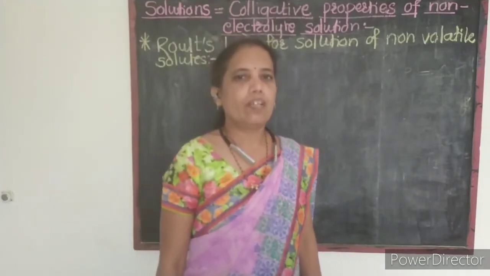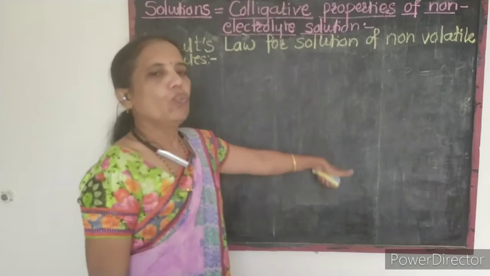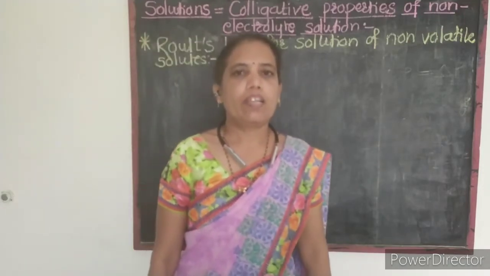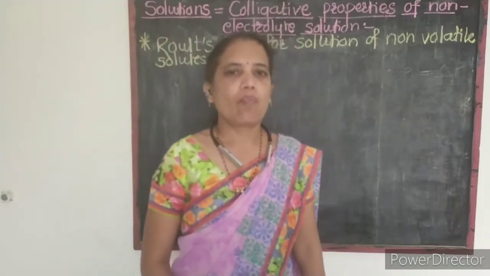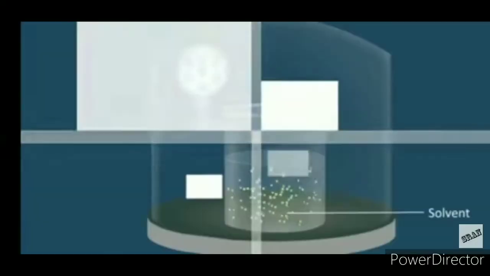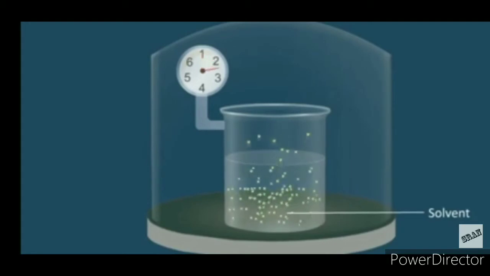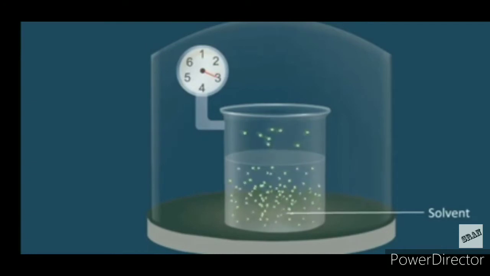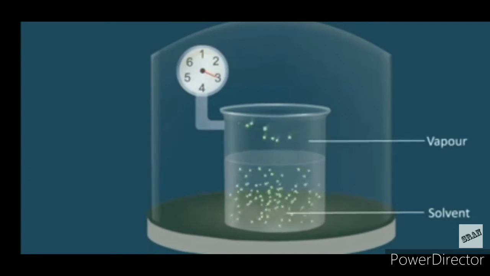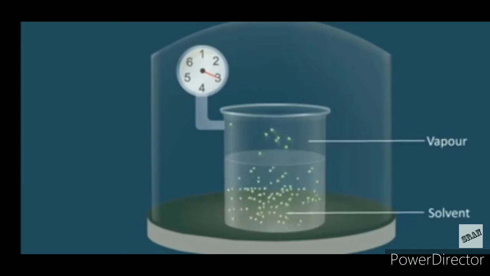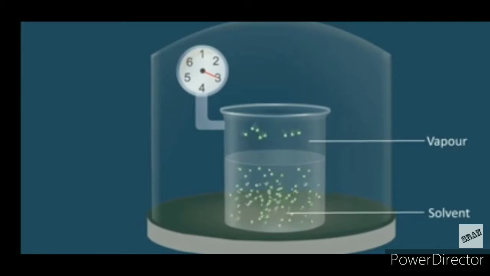Now I discuss Raoult's law for solution of non-volatile solute, and for this we first see one video. When a solvent is kept in the open, the solvent molecules evaporate from the surface of the liquid, and an equilibrium is established between the solvent molecules in vapor phase and in liquid phase. The vapors above the liquid solvent create a pressure known as the vapor pressure of the solvent. It can be recorded by using a pressure gauge as shown in the animation.